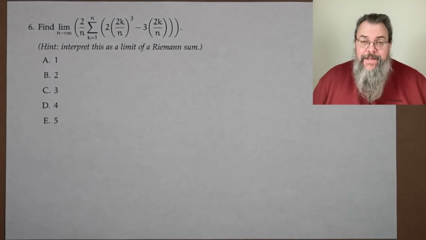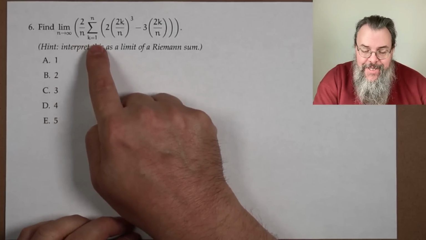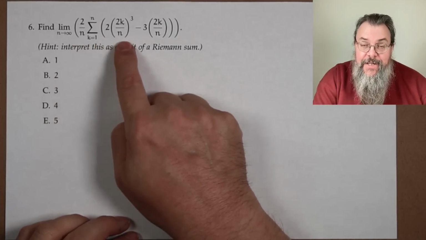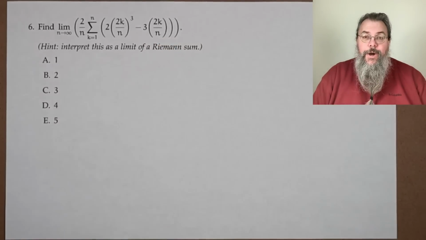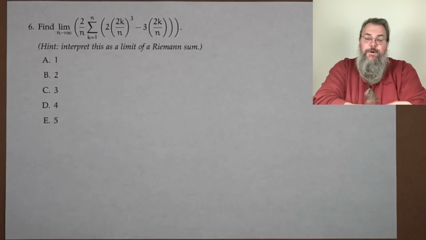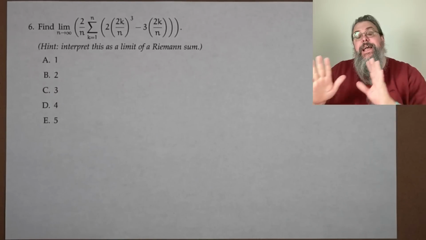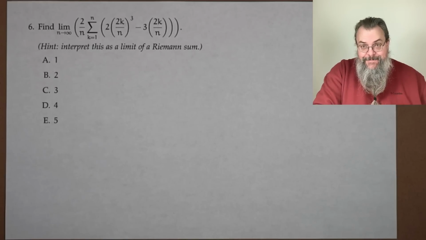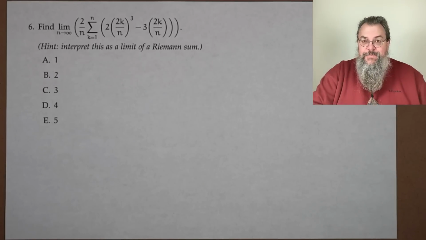Find the limit as n goes to infinity of 2 over n, sum k equals 1 to n of 2 times 2k over n cubed minus 3 times 2k over n. Okay, now let's talk about what we're not going to do. Well, we're not going to panic, we're not going to skip, and we're not going to do l'Hopital. Okay, so l'Hopital, this is not the right place for it.